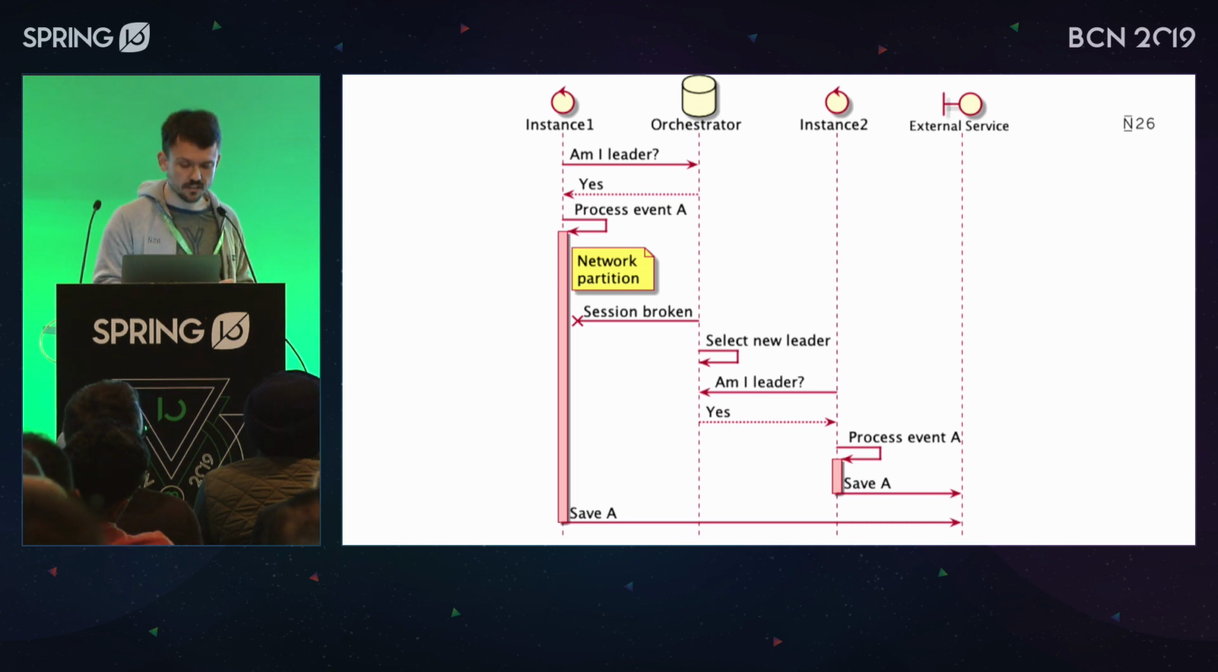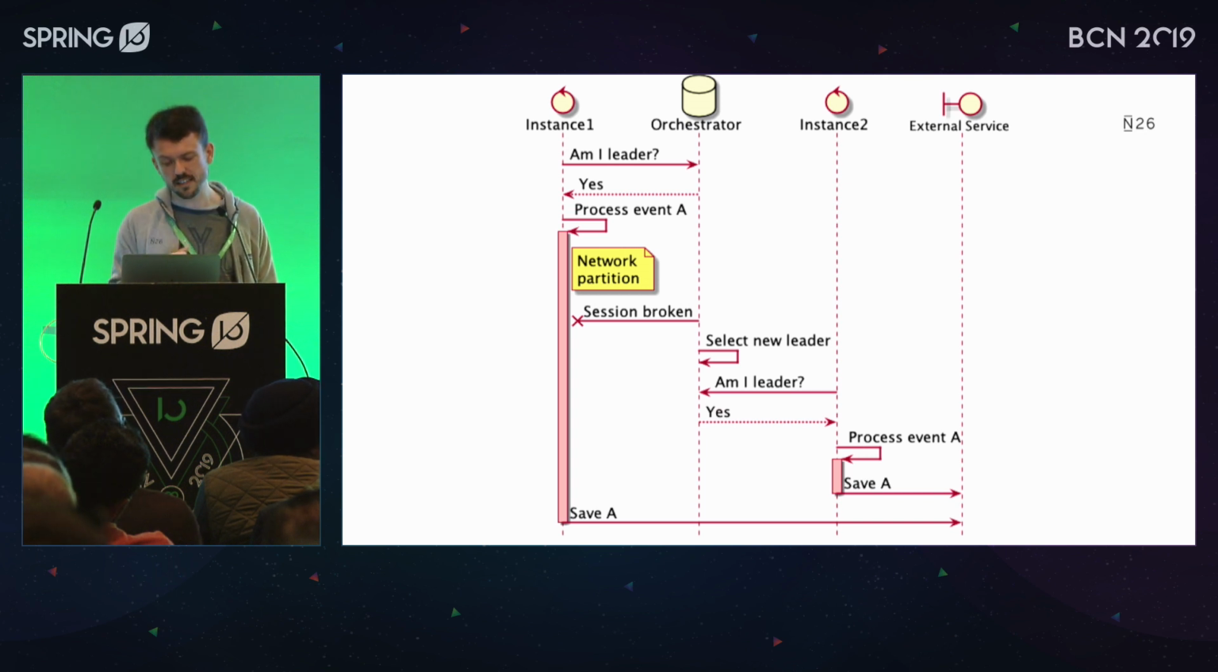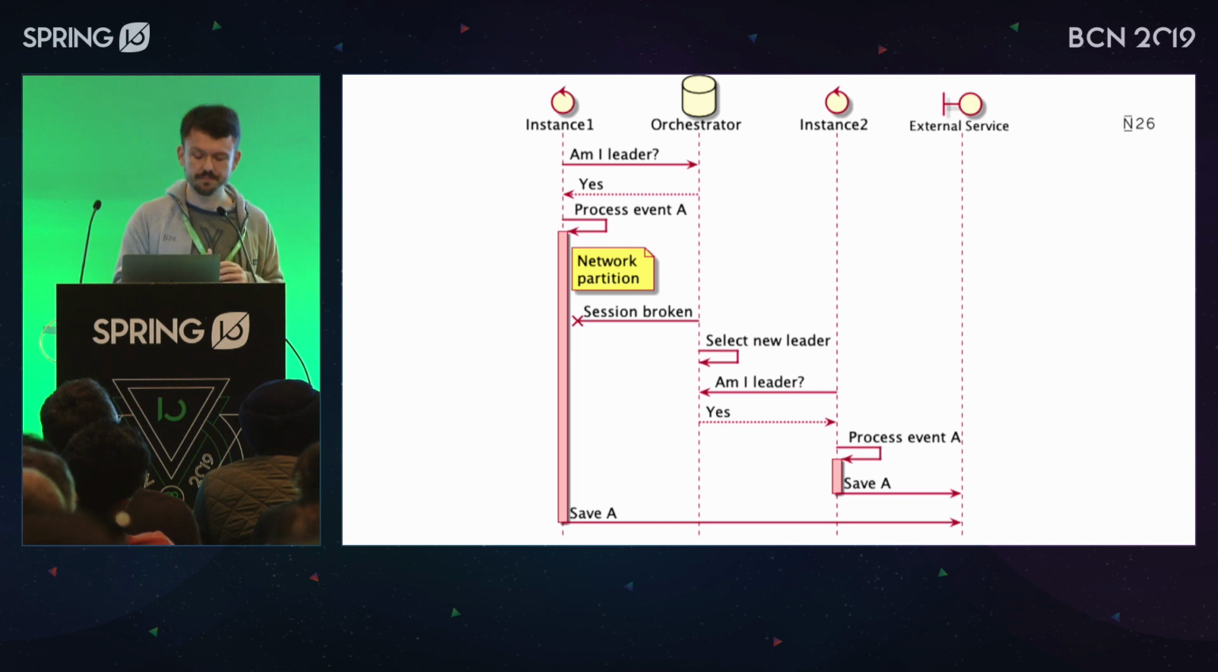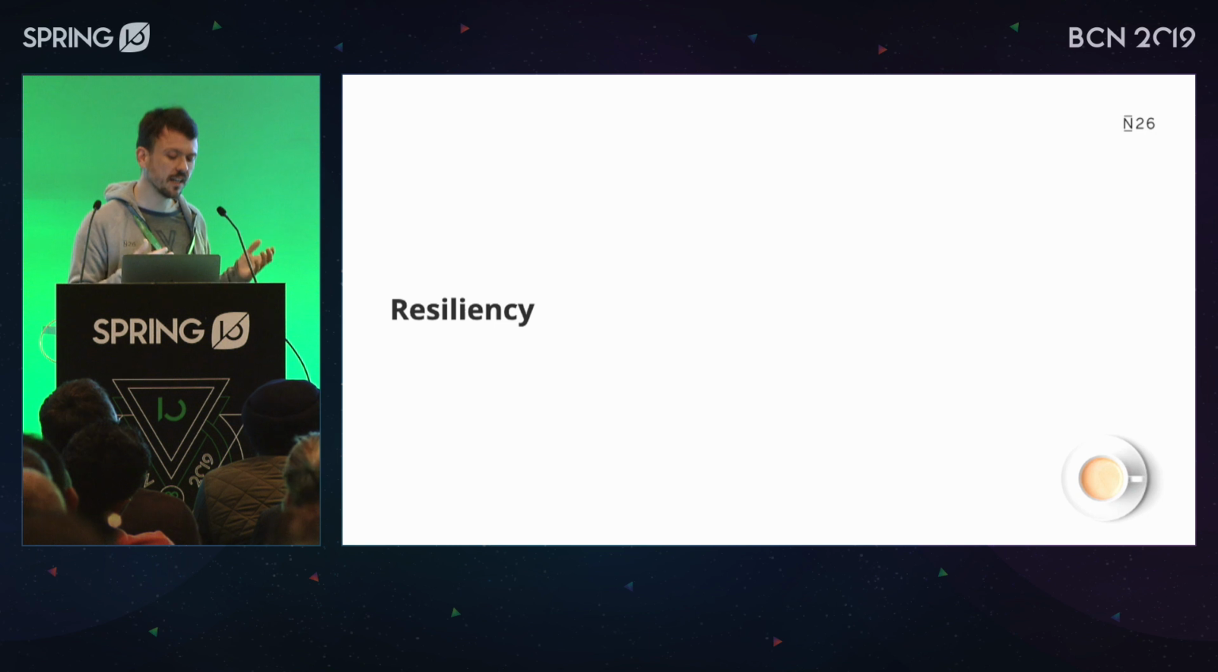And at the end, also, suddenly instance 1 was really, really slow, but it wasn't down, also wakes up and saves this to the external service. What can happen? Now we have 2 events stored on the external service. Usually, in a business case, you shouldn't have this case. You shouldn't allow that. So how can we handle that? How can we improve the resiliency of the solution?